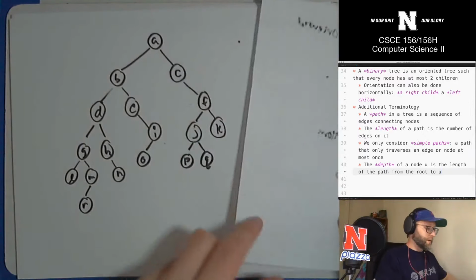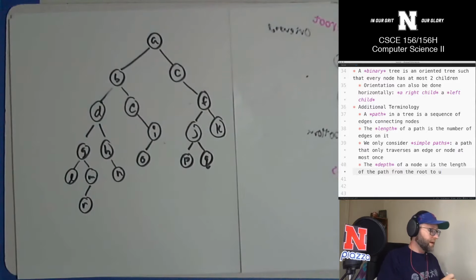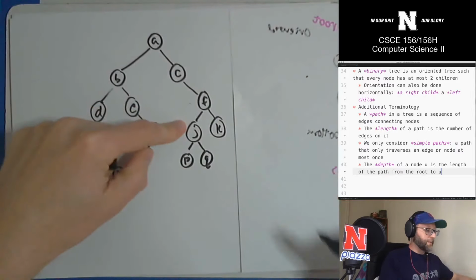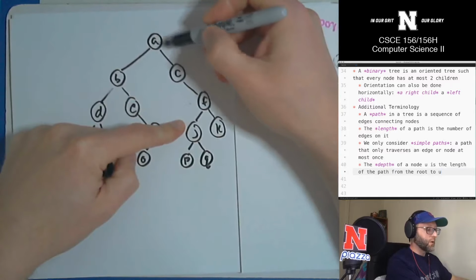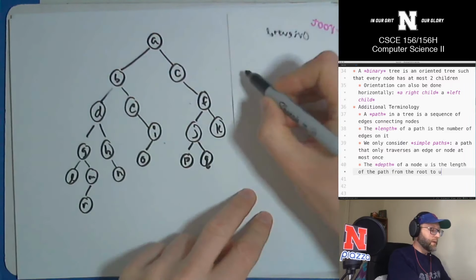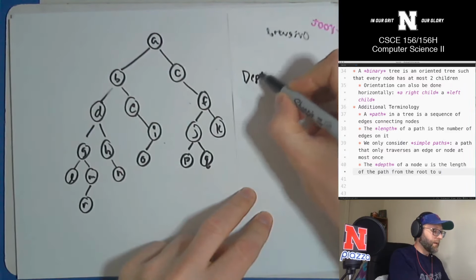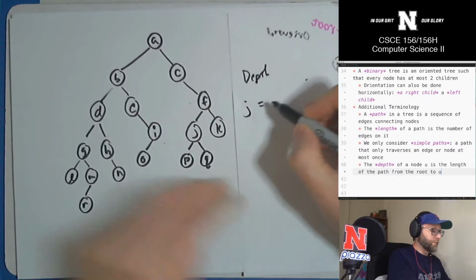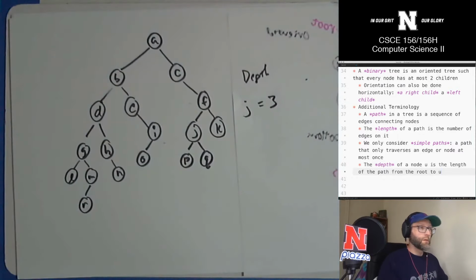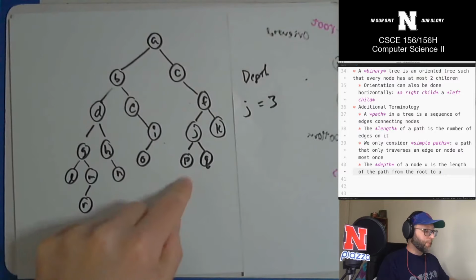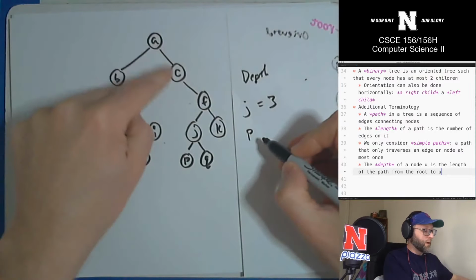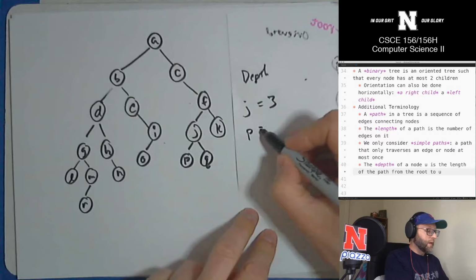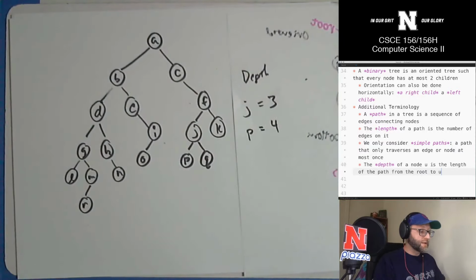Try to reuse as much as I can over here. What is the depth of J? Well, if I start at the root and go 1, 2, 3, then the depth of J is going to be 3. Right? What about P? The depth of P is 1, 2, 3, 4. That's the depth of the node there.